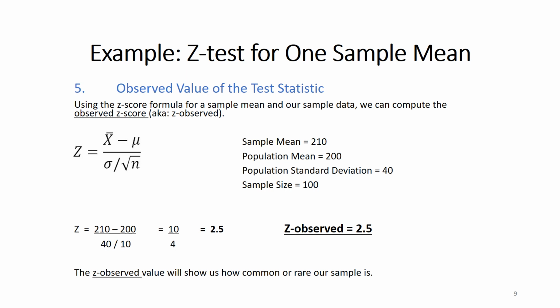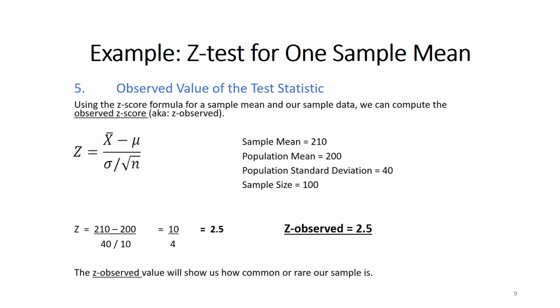And the standard error of the mean is composed of the population standard deviation of 40 divided by the square root of the sample size, which was 100. So you'll see how the formula breaks down here. We end up with 210 minus 200 divided by 40 over the square root of 100 equals 10 over 4 equals an observed Z-score of 2.5.